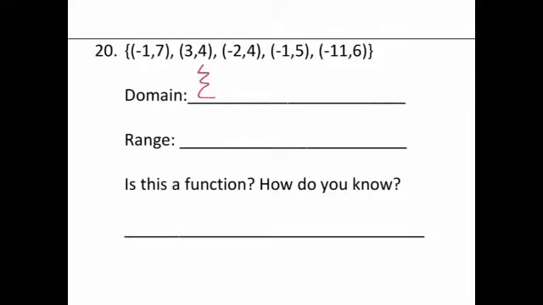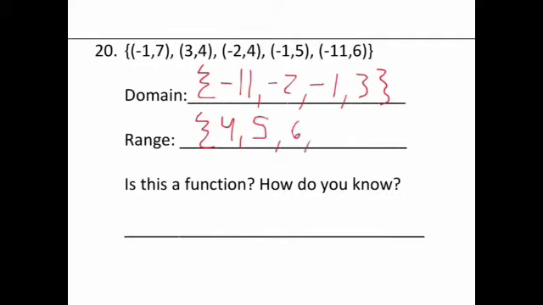Again, your domain is going to be your x values listed from least to greatest. We have -1, and then, oh, just kidding, -1's not the lowest. -11 is, so -11, and then we got -2, and then it's -1, and our last x value is going to be 3. Make sure you do from least to greatest, no repeats. And then our range, our lowest range value is going to be 4, and then our next one is 5, 6, and the last one is going to be 7. So those are all my y values, listing from least to greatest, no repeats.